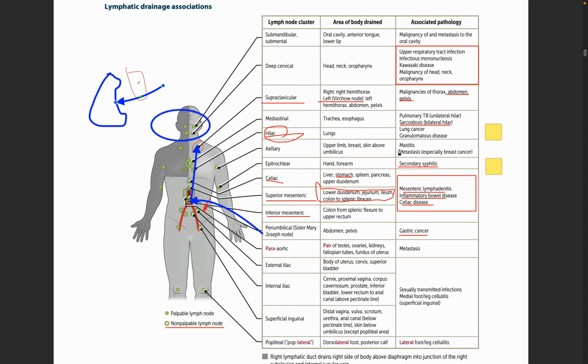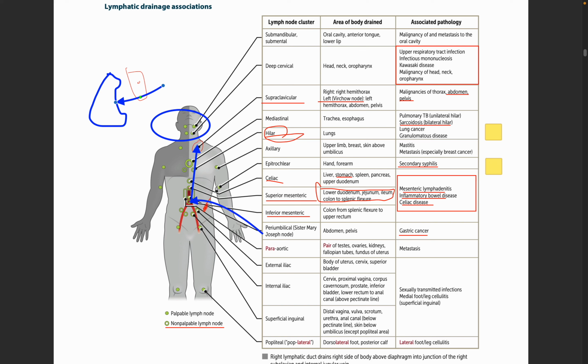Then these are the two: mastitis, which is the infection of the breast, and the metastasis, especially of the breast cancer, which happens towards the axillary lymph node. That's why these lymph nodes are the most important ones.